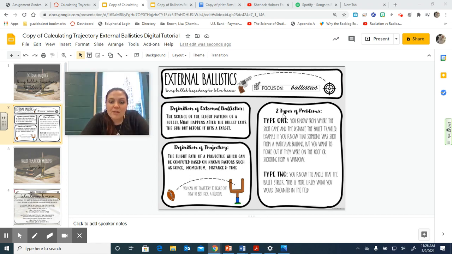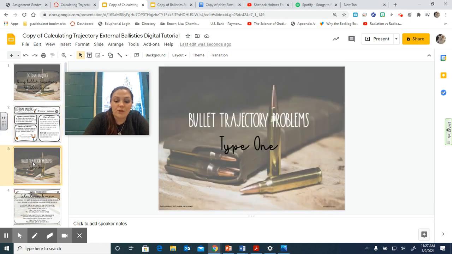Okay. So there's going to be a type 1 problem where you know from where the shot came and the distance the bullet traveled. Example, if you know that someone was shot from a particular building, but you want to figure out if they were on the roof or shooting from the window. So basically you're looking for height. Type 2 is the angle that the bullet struck. This is more likely what you would encounter in the field. There's more examples of type 2 because it's just more common. So here we go, type 1.